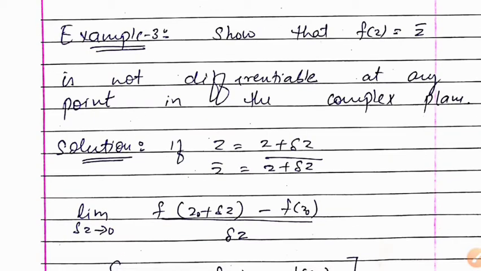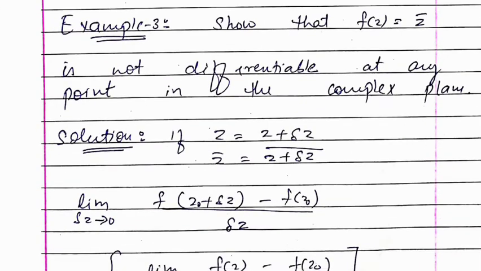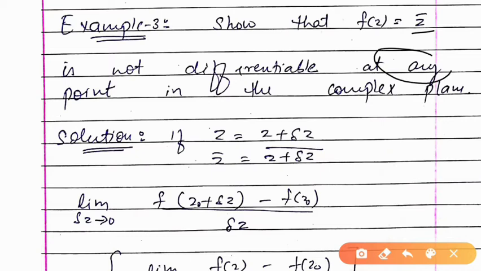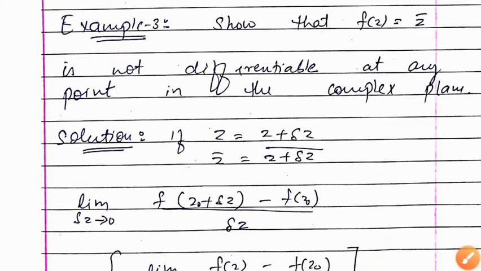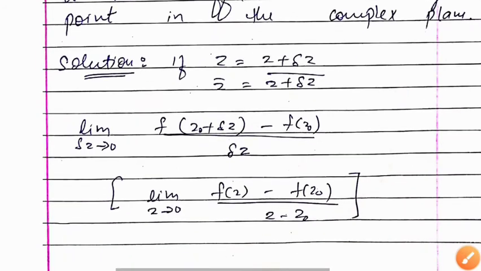Example 3. Show that f of z equal to z bar is not differentiable at any point in the complex plane. See, here the term is any point. You are not given a specific point. So when this type of example comes, we will use the formula of differentiation.